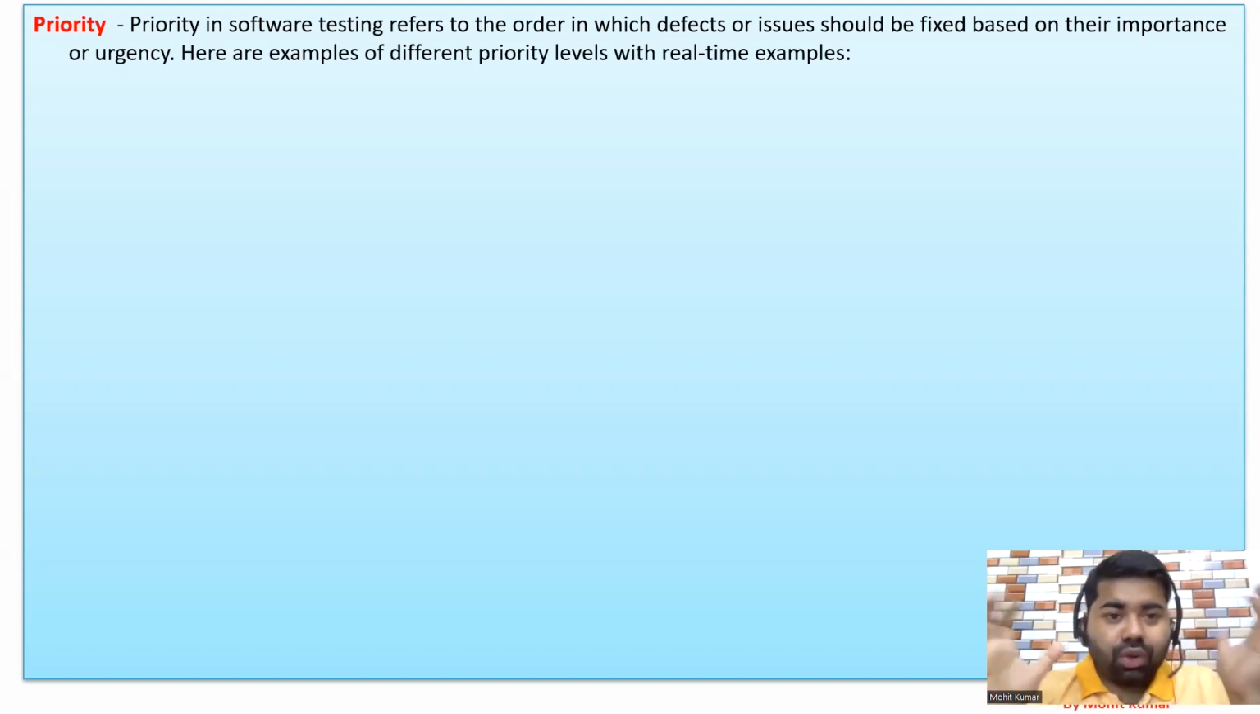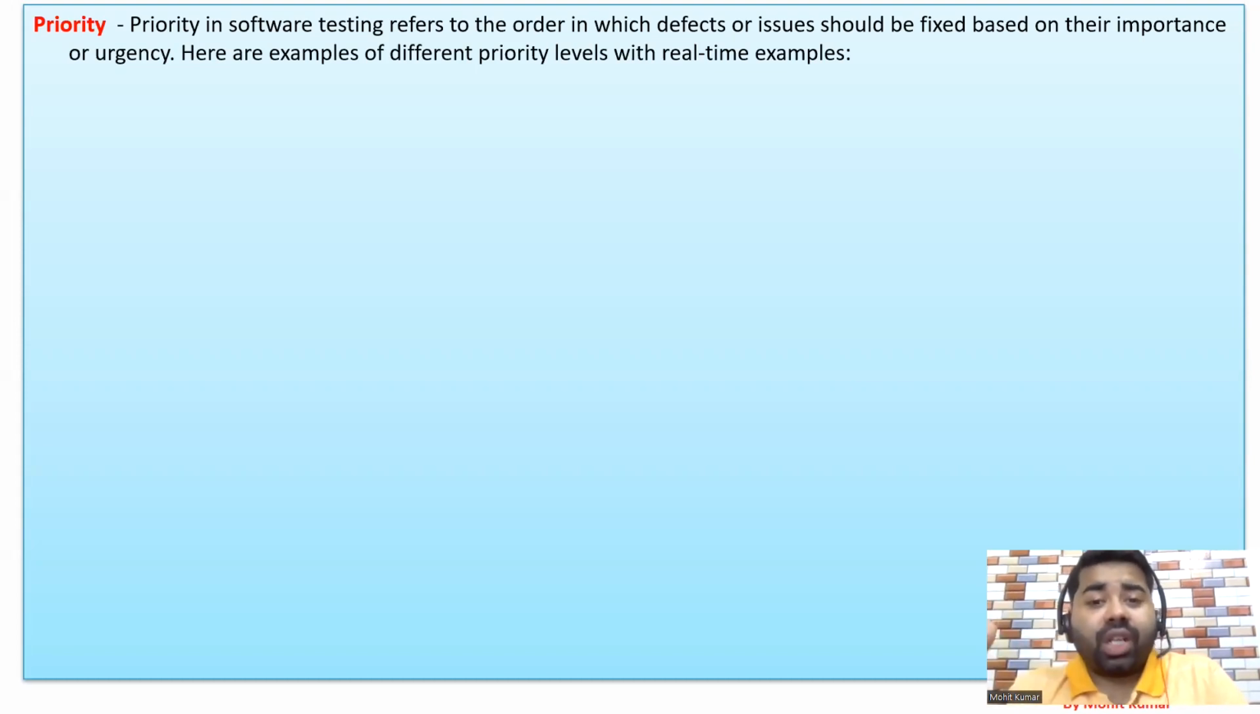So priority, I told you, right? What is the priority? It is the urgency to fix it. Priority in software testing refers to the order in which defects or issues should be fixed based on their importance or urgency. If you have a critical issue, we have to fix it as soon as possible because it is impacting our business.